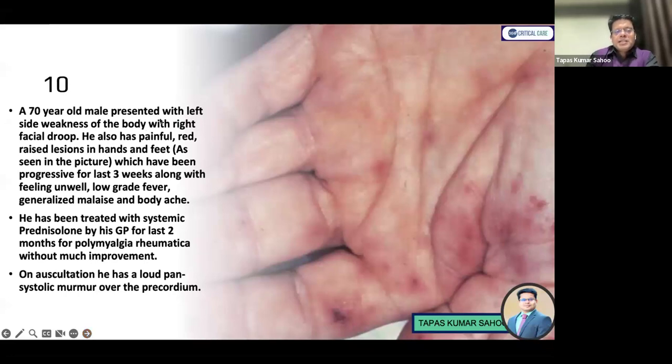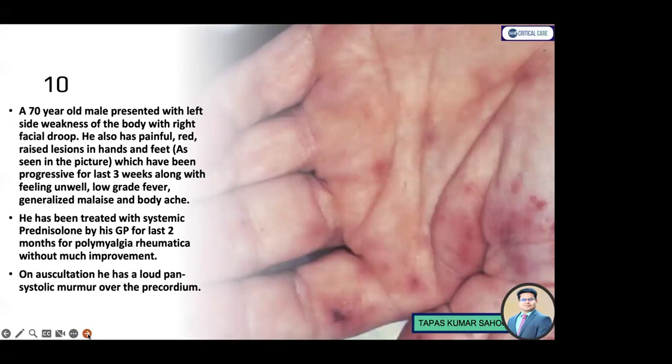Left-sided weakness, stroke, painful red regions in the hand and feet, some skin lesions. The patient is having constitutional symptoms, is on steroids for some vasculitis or rheumatic problem, and is having a loud pansystolic murmur. Smart answers: what is this patient having?